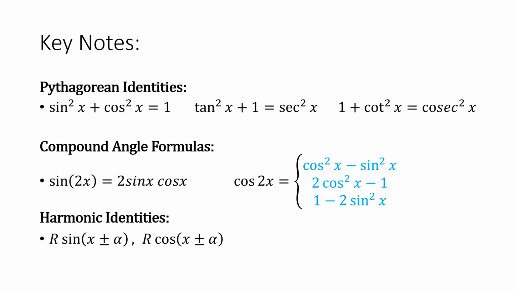And in particular, let's note that there are 3 choices that you can make in the exam for cos 2x. And often it is the case that we want to choose the right version of the formula in order to solve or simplify a problem. And finally, but not least, we've got the harmonic identity.